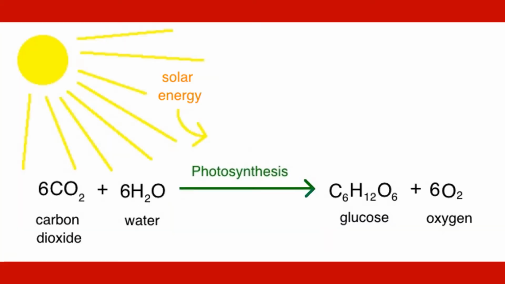So here is the equation for photosynthesis. So you have a plant or some other cell or bacteria that can do photosynthesis. What goes in is carbon dioxide, water, and then with the help of sunlight or solar energy, out comes glucose, which is just a scientific word for sugar or food, and oxygen. So again, what goes in, carbon dioxide, water, then with the help of sunlight, out comes glucose and oxygen.